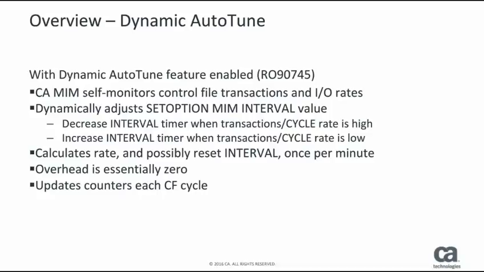For example, the average number of transactions processed per control file cycle during the evaluation interval is reviewed. If the rate is too high, the effective interval is decreased. If the rate is too low, the effective interval increases but does not go higher than the current set option interval value. The Dynamic AutoTune feature works only within a single system and has essentially zero overhead. If there are multiple low-activity systems in the MIMplex, Dynamic AutoTune feature would need to be turned on all low-activity systems in order to see the positive benefits on the high-activity systems.